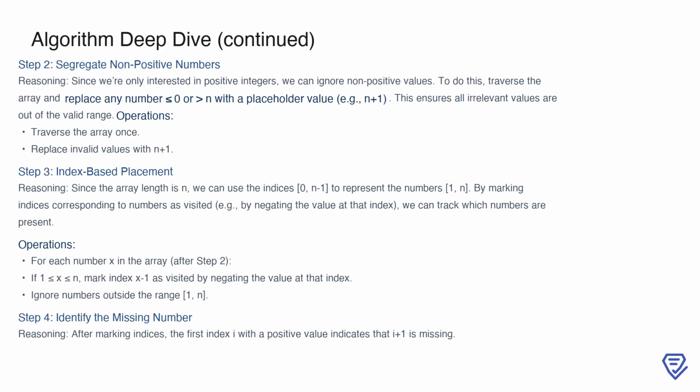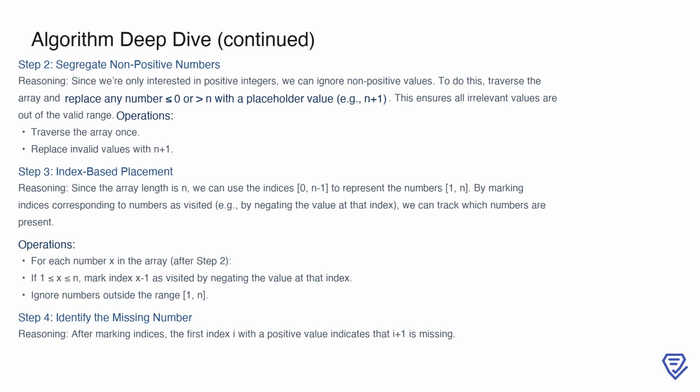To begin solving the problem, the first step is to segregate non-positive numbers. Since we only care about positive integers, we can get rid of irrelevant values like zeros, negatives, or numbers greater than n. We achieve this by traversing the array and replacing any number less than or equal to 0, or greater than n, with a placeholder value such as n plus 1. This ensures that these invalid numbers won't interfere with the rest of the algorithm.